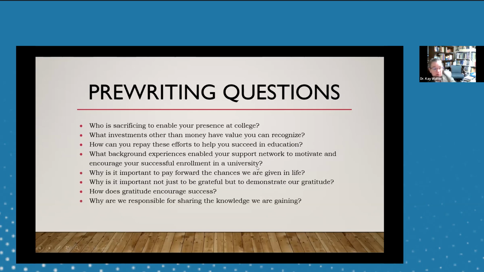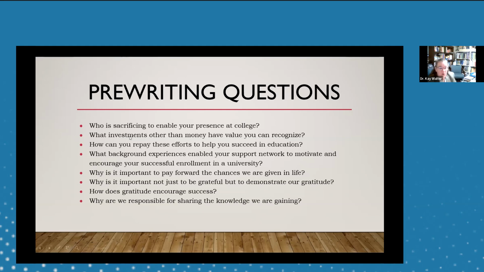The next part of my assignment sheet is pre-writing questions. This is the part I call "think about this." So I tell my students, before you've done some pre-writing, before you've asked yourself and tried to answer really hard questions, you're not ready to write a draft. So I present them always with a series of questions, multiple questions. I think there are 8 here, and I won't read them all to you. You can read them for yourself, but I ask them to think about, who is it that's sacrificing to enable your presence at college? Someone is. Someone is sacrificing money or something is invested in their success and is the great hope. It presents the student as a great hope for their future.